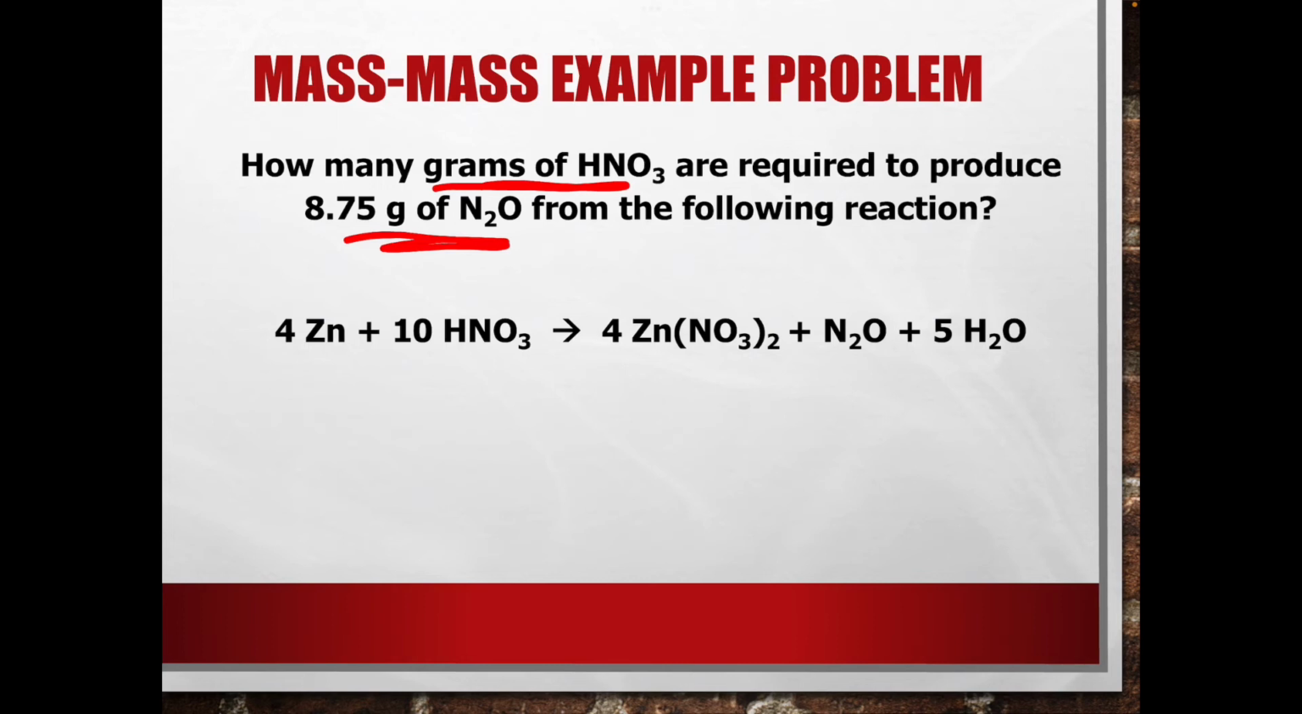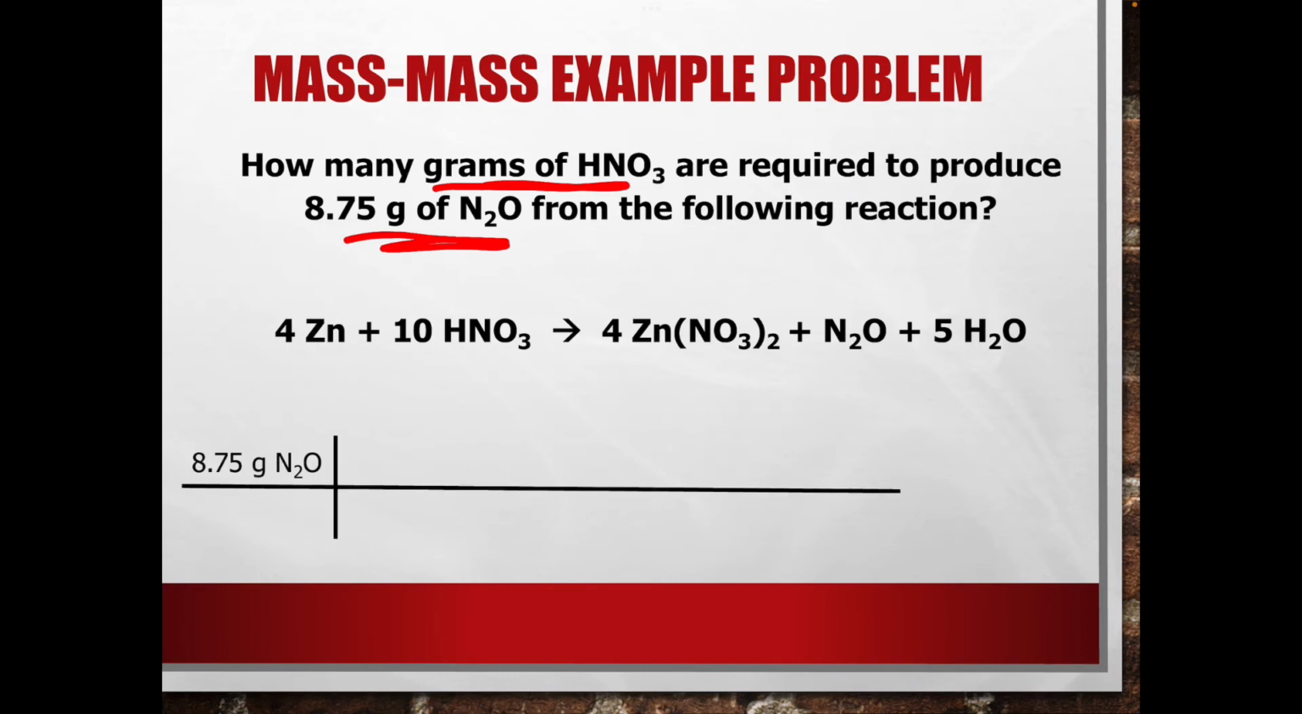We're going to start with 8.75 grams of dinitrogen monoxide, like if we went out and weighed it on the balance, and I want to know how many grams of nitric acid I would need to make that amount, right? So again, because these are both grams, this is kind of a practical problem because we could actually weigh out these amounts in lab. But the way that we do it is exactly the same. So we start with 8.75 grams of dinitrogen monoxide.